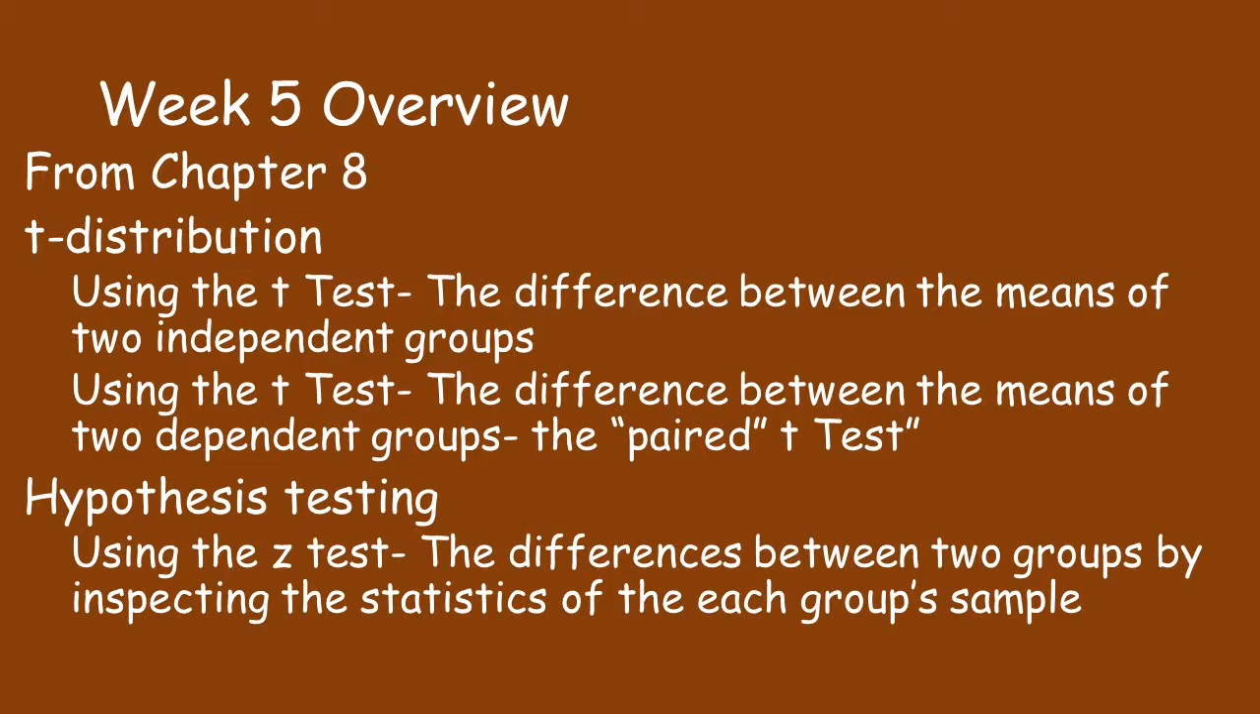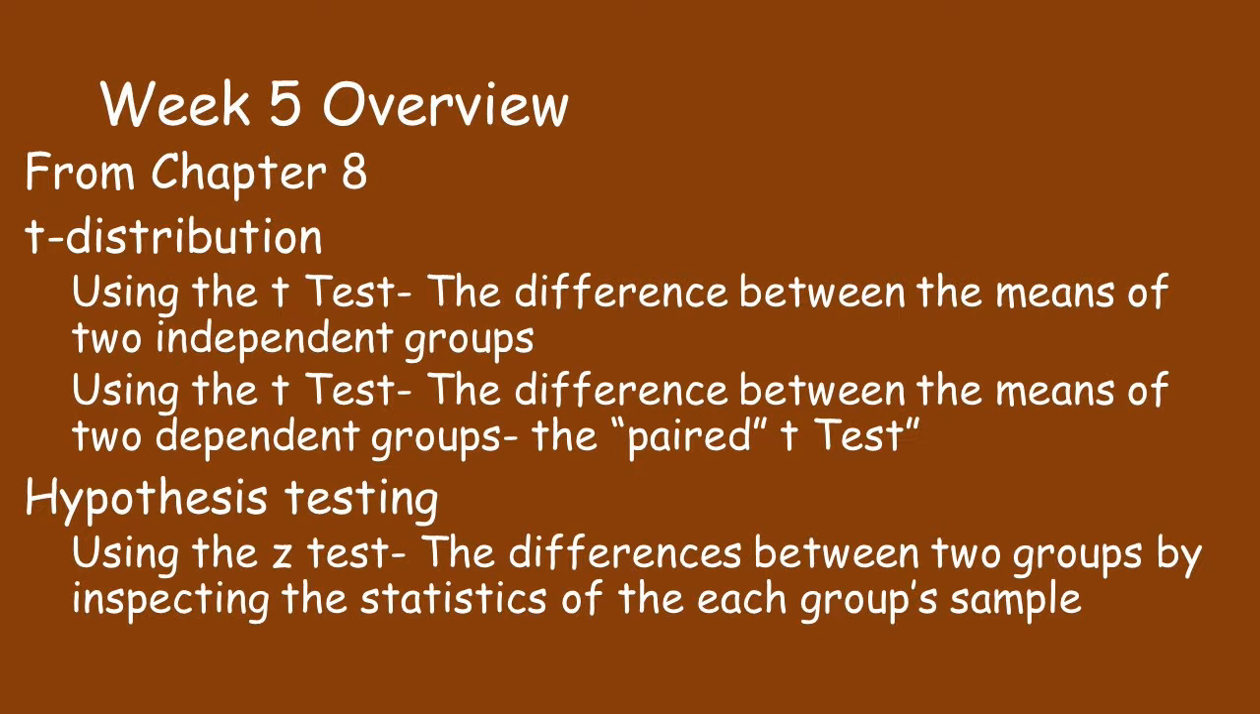In chapters 6 and 8 last week, we introduced the idea of a t-distribution. And last week we talked about using the t-test to evaluate the difference between the means of 2 independent groups, and then we learned about doing the paired t-test, where the 2 groups are dependent on each other. We also learned about hypothesis testing. And this week, we are going to add on to the hypothesis testing using the z-test to assess the differences between 2 groups by inspecting the statistics of each of the group samples.